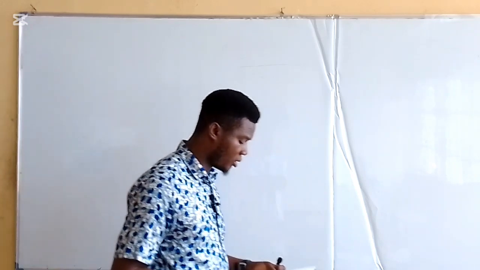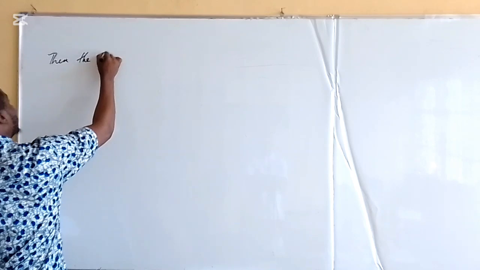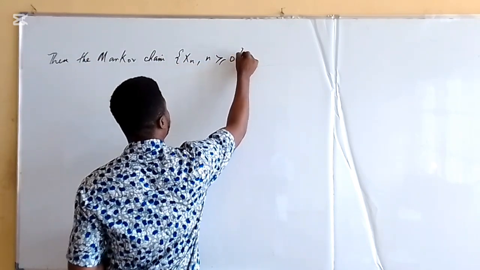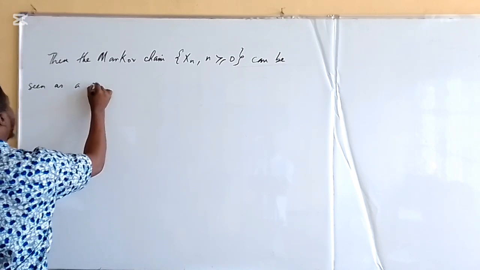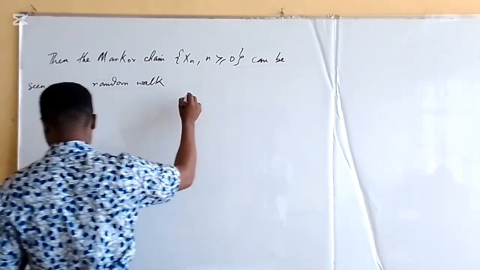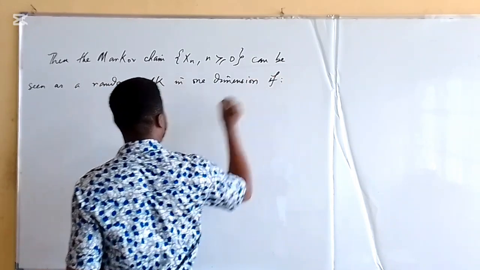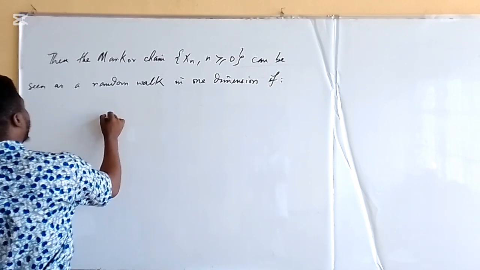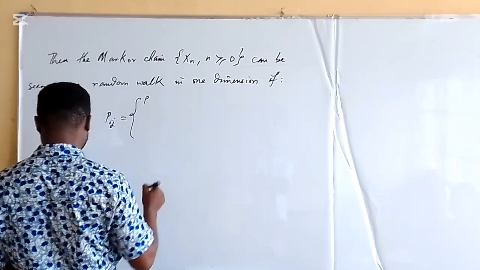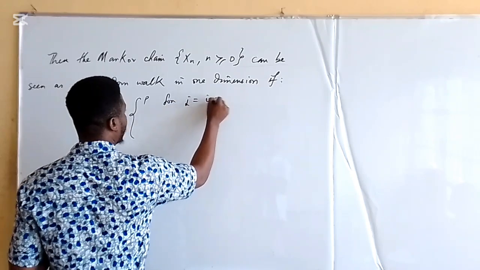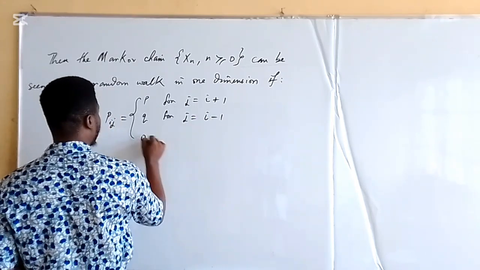I said in the last class that a random walk can also be described as what? A Markov chain. Then the Markov chain Xn, n greater than or equal to 0, can be seen as a random walk in one dimension, if this condition I'm about to write holds. So if the probability Pij assumes P for j equals i plus 1, or Q for j equals i minus 1, or 0 otherwise.